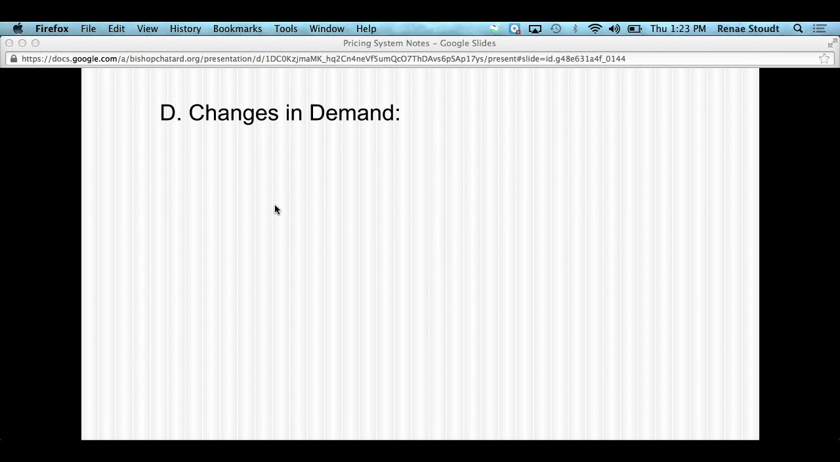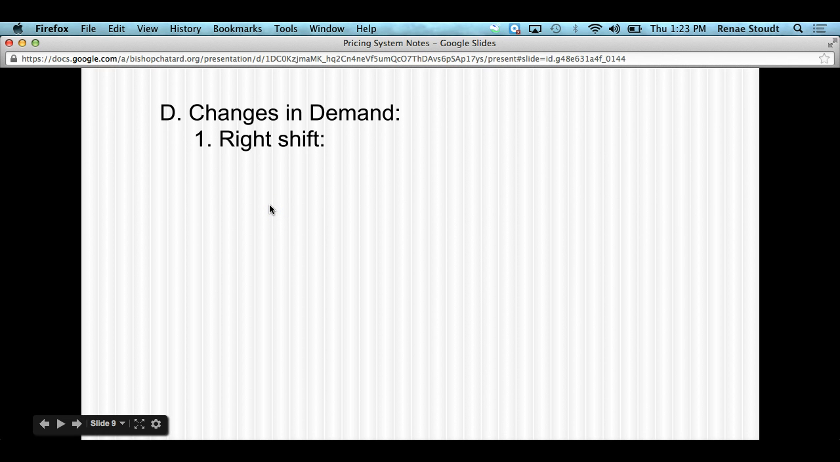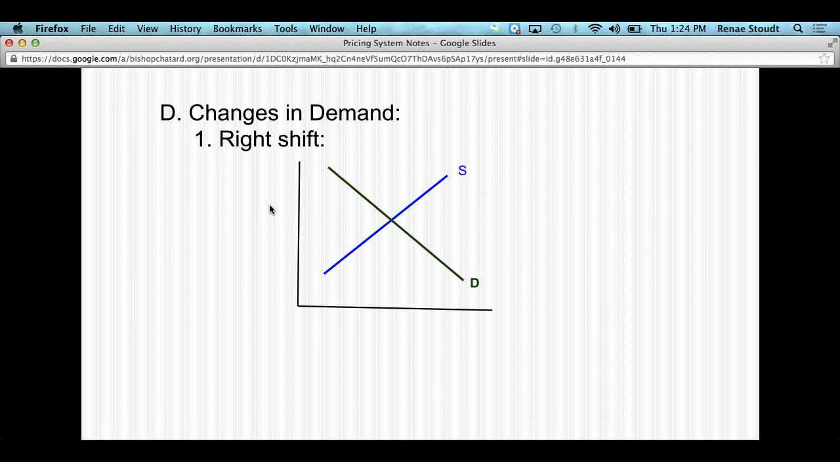Okay? So what happens is that if we have one of those 6 things cause a right shift in demand, here's what we're going to do. We are going to draw this. Okay, so we're going to start with our supply and demand curves. Now, by the way, you don't have to, but would you like colored pencils for this? No? Okay. All right, so here's our original supply and demand curve.